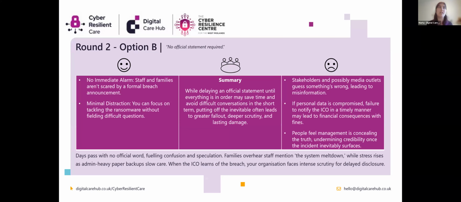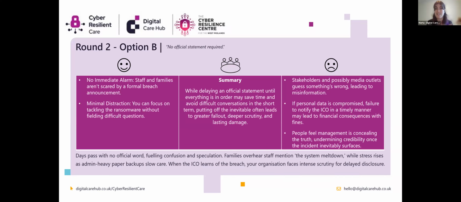So next option, option B, no official statement is required. Keep being an ostrich. Bury your head in the sand. We wouldn't recommend doing this, of course, because obviously stakeholders and possibly media outlets guess something's wrong, but there's no information from your side. So this leads to misinformation, confusion. If personal data has actually been compromised, failure to notify the ICO in a timely manner might lead to financial consequences and fines for your business.